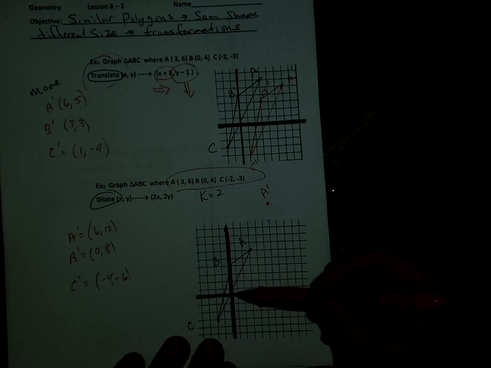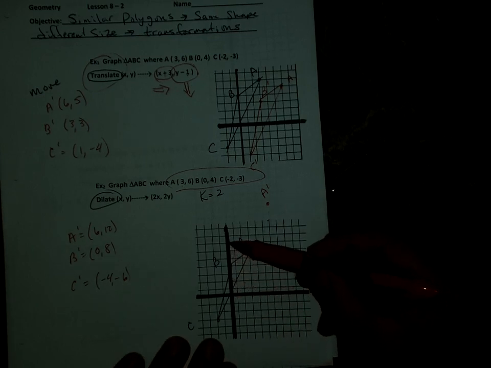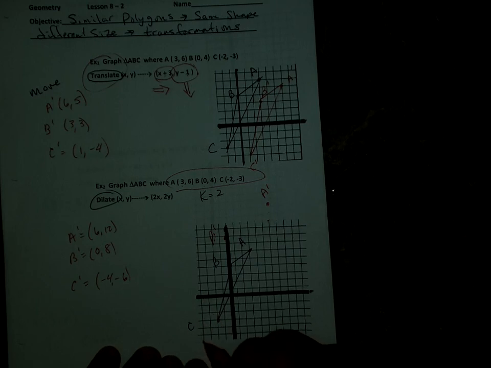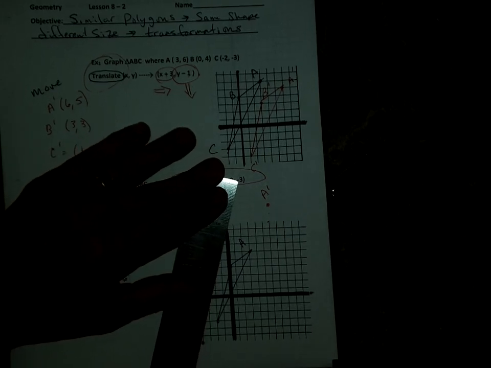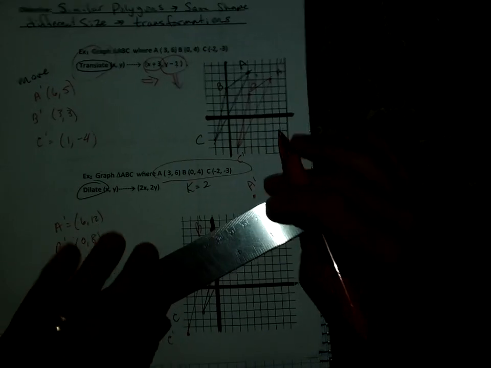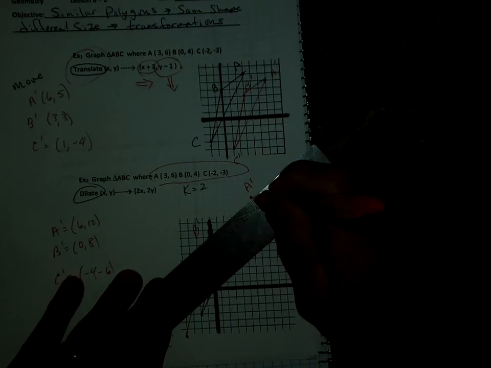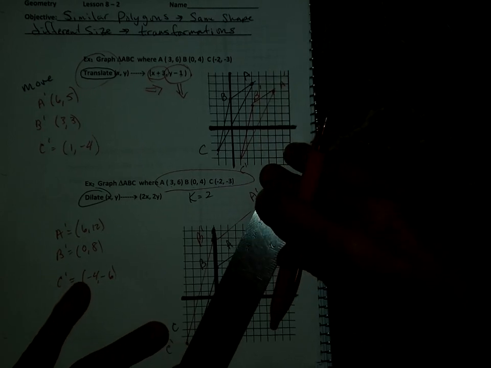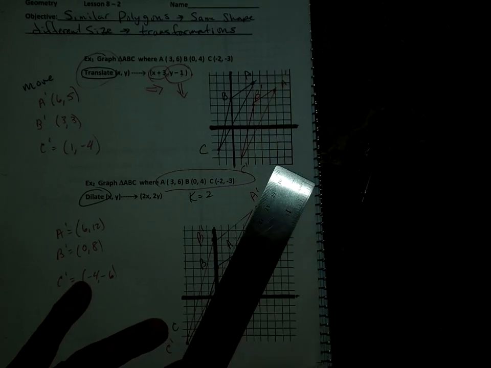0, 8. 0, 1, 2, 3, 4, 5, 6, 7, 8. Okay, there is B prime and -4. 1, 2, 3, 4. 1, 2, 3, 4, 5, 6. Right there. Okay, C prime. There we go. Connect the dots. Got it. There it is, okay? Now we got the coordinates, which is what I wanted, and I want the triangle. If I can draw it. There we go.